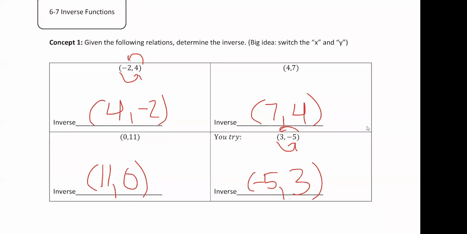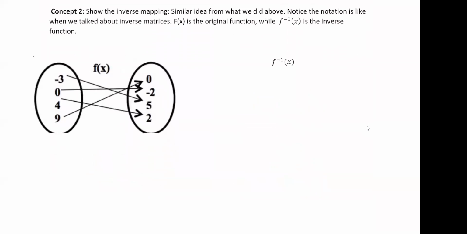So that's our first concept. If you have a point, just swap the numbers around. Nothing too crazy. Concept 2, and honestly this is one you probably won't come across too much, but I thought I'd show you just in case. How do you find the inverse of a mapping? If you don't remember what a mapping is, it's like these ovals with arrows going from your x to y.